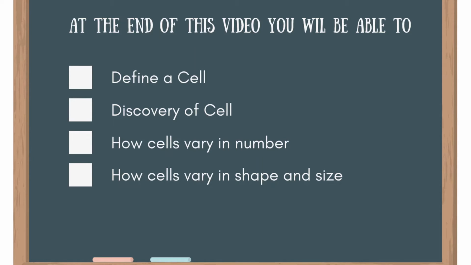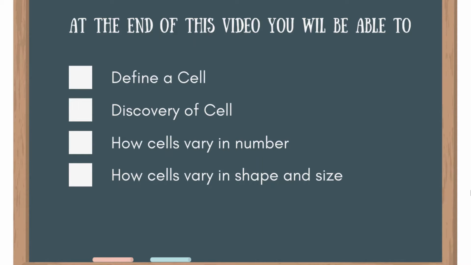In this video, we will learn about how all the living organisms are made up of cells. At the end of this video, you will be able to define a cell, recall the discovery of cell, and also you will be able to explain how cells vary in number, shape, as well as in size.